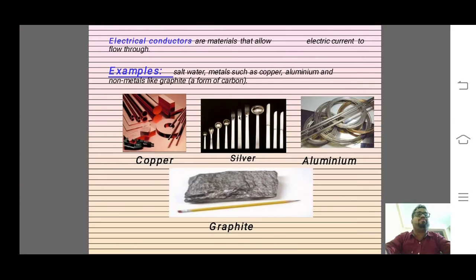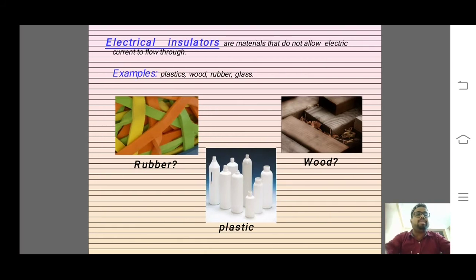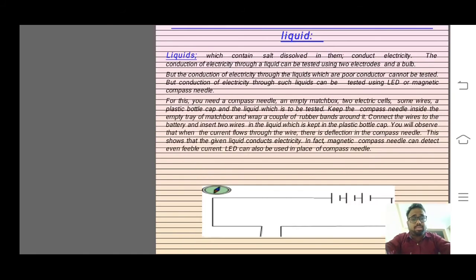Last class we discussed these electrical conductors: copper, silver, aluminium, then graphite. What are the different conductors of electricity? For example, salt water. If you add salt to it, it is conducting. Then these are insulators: plastic, wood, rubber. These are all kinds of insulators.